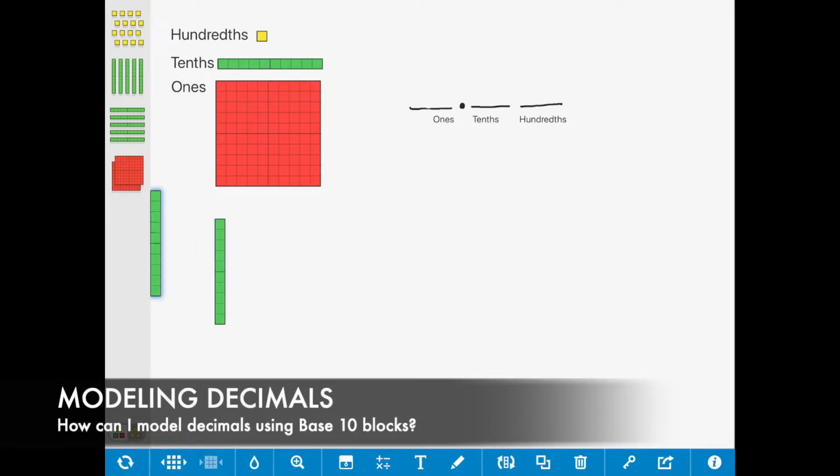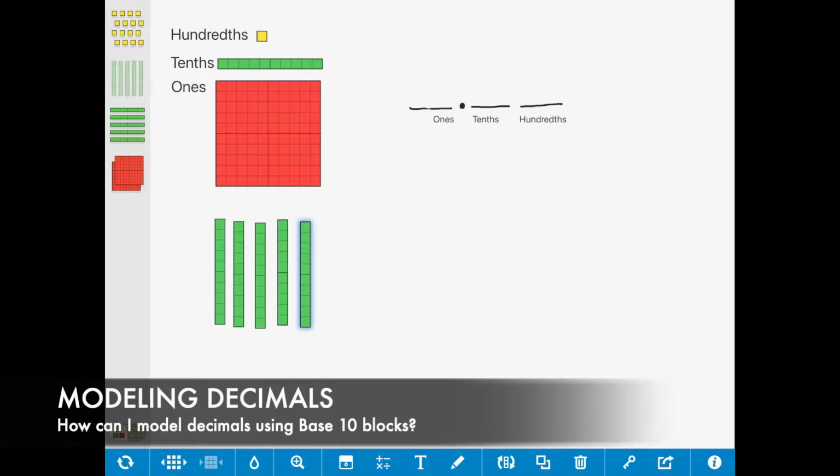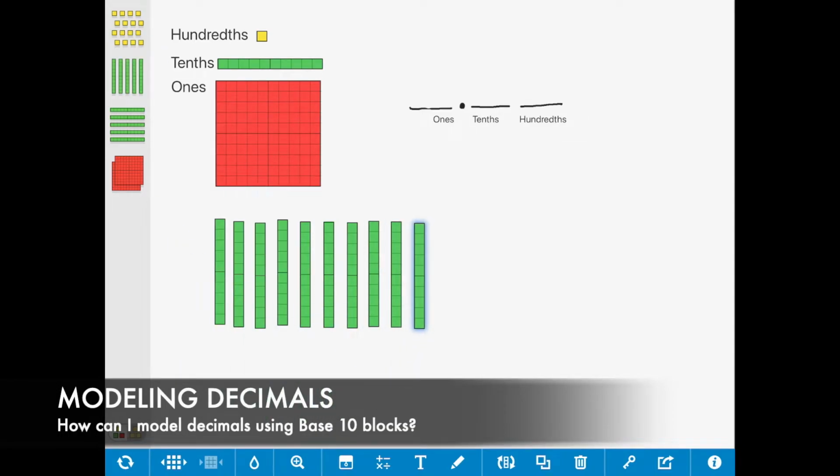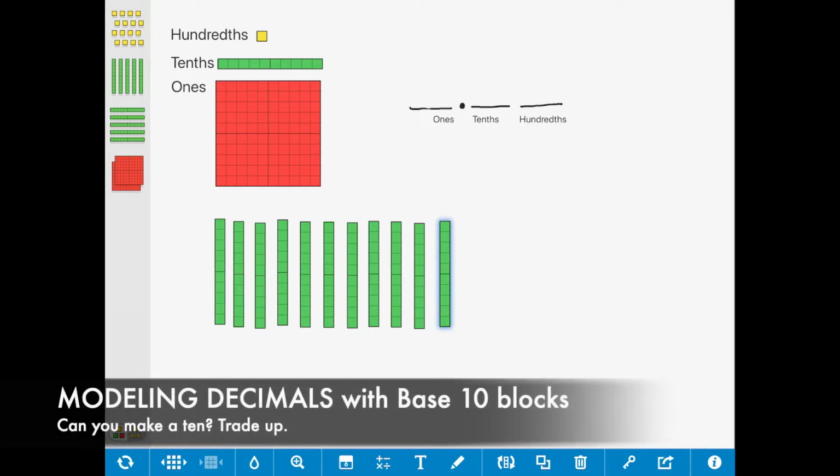1 tenth, 2 tenths, 3 tenths, 4 tenths, 5 tenths, 6 tenths, 7 tenths, 8 tenths, 9 tenths, 10 tenths, and 11 tenths. In second grade, when we were adding base 10 blocks, every time we made a 10, we traded up. So let's look at our model for 11 tenths. Can we make a 10 and trade up?